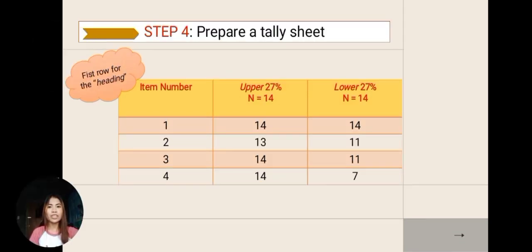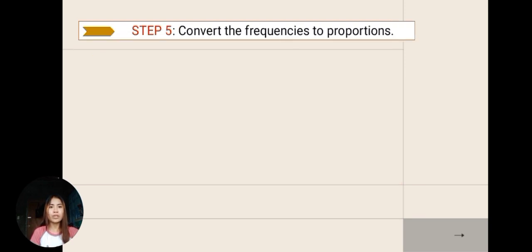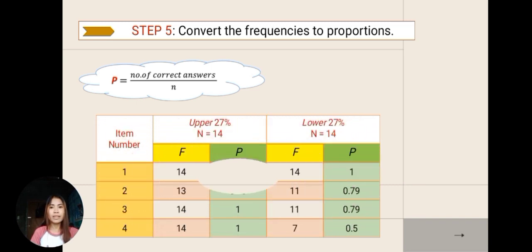So, after the tally sheet, we should convert the frequencies or the number of correctness into proportions. Proportions can be solved using the formula P equals number of correct answers over N, or the number of cases, or the 27% students from the upper and lower scorers. So, in item 1, we have 14 students who got the item correct from the upper 27% and the lower 27%. So, proportion is equal to 14 divided by 14 is equal to 1. Therefore, our proportion in the lower and upper 27% in item 1 is 1.